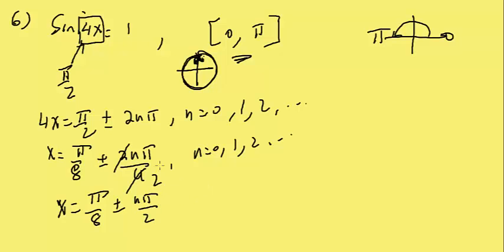Now I'm not done, because I'm only looking for values between 0 and pi. So I have to take the 0 and put it in for the n. So I'm going to let n be equal to 0.